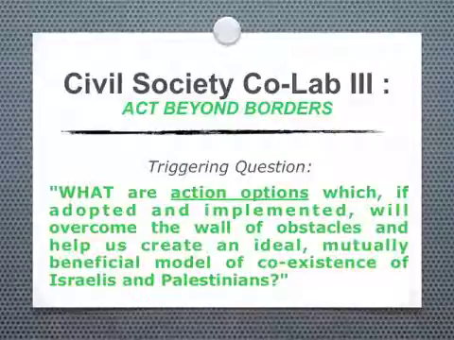For the action option collab, the triggering question was, what are action options which, if adopted and implemented, will overcome the wall of obstacles and help us create an ideal, mutually beneficial model of coexistence of Israelis and Palestinians? Participants broke into small groups to develop action options to overcome the obstacles and embrace a mutually beneficial coexistence. The actions were translated into respective languages and shared with the group.